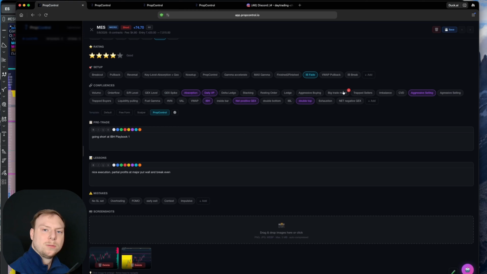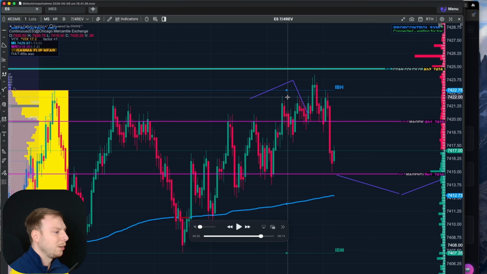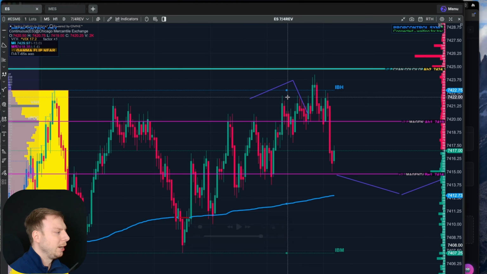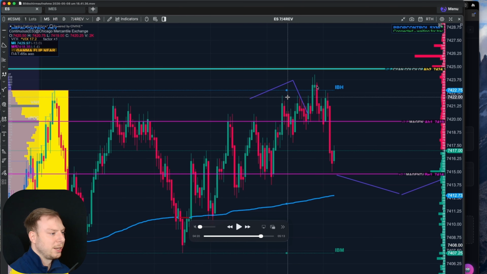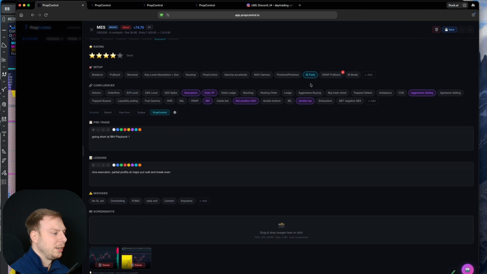And there were some confluences. So we had the absorption. The daily volume profile shows lack of interest over here, and my idea was to trade it back into balance. So also a nice confluence with the daily volume profile. We had aggressive selling over here. In this candle, in the footprint, we will see in a couple of seconds, there was aggressive selling. So trading back into balance with aggressive selling, also nice confluences.